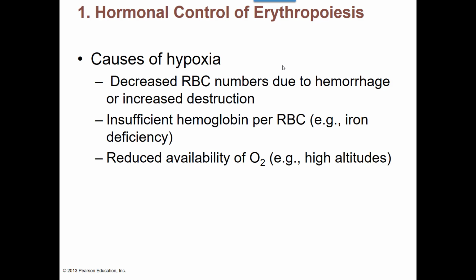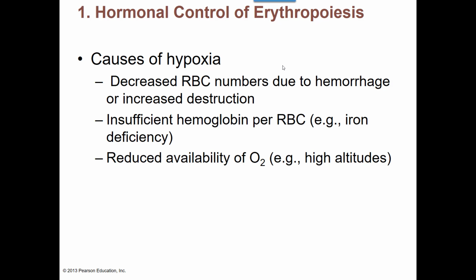If you had insufficient hemoglobin per red blood cell, it can happen if there's not enough iron in your diet. You're not going to have your 250 million hemoglobin per red blood cell. This is called anemia, when you've got low iron, which means you have a low hemoglobin count. Or if you're somewhere where there's not as much oxygen, like higher altitudes, it can cause hypoxia. Conditions like pneumonia can cause hypoxia, where there's fluid in your lungs and you can't get the oxygen to cross the tissue, so you're not getting enough oxygen in your body.